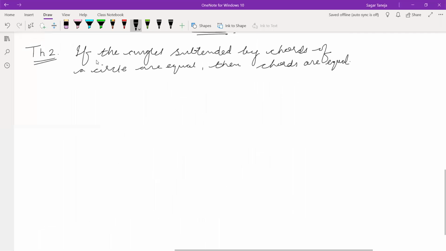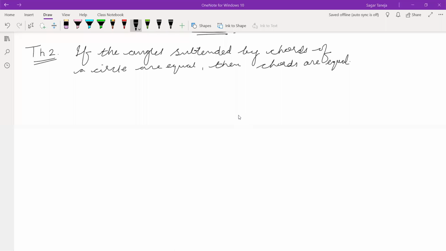Note it down. If the angles subtended by chords of a circle are equal, means if the angles are equal, then chords will be equal. Obviously, this is the converse of that theorem. See, in the previous theorem, we have done that if the chords are equal, then angles subtended by the chords are equal. That we have proved. Now it is written, if angles are equal, then chords will also be equal. It is justifying the statement. So let us prove this.